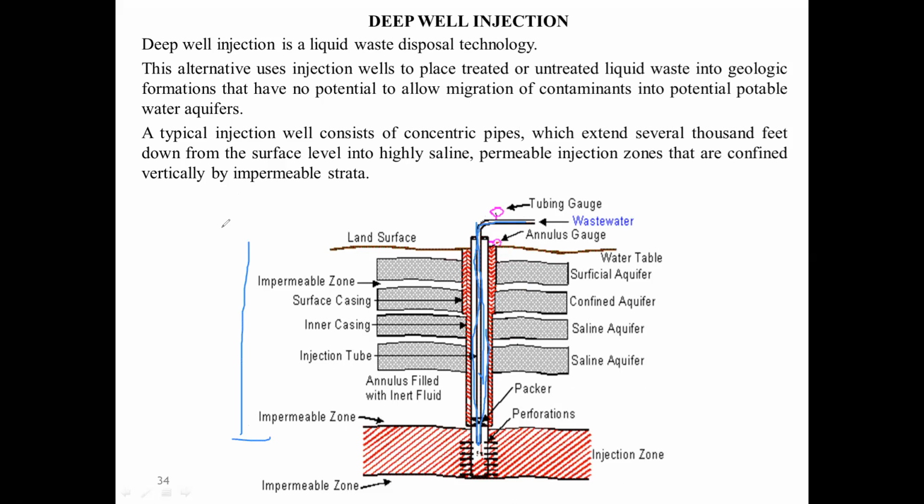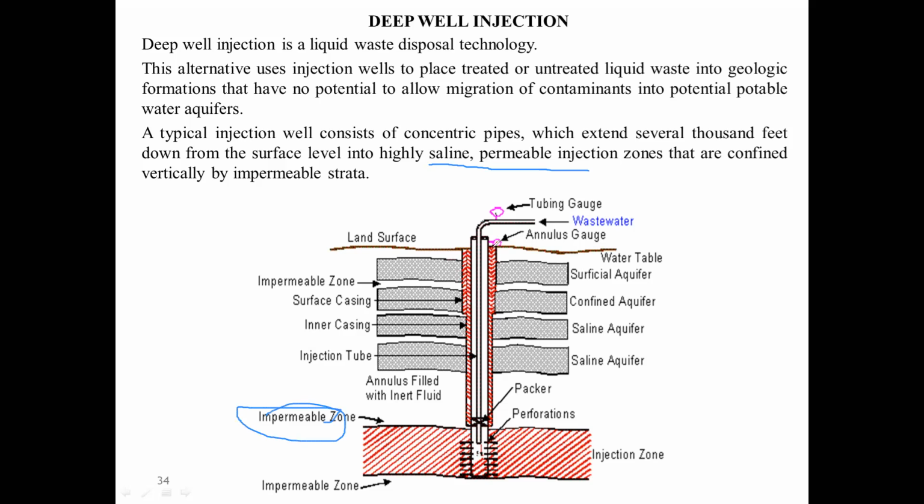When we are talking about the water level, it basically exists at some 100 feet. Let's say 400 feet, 500 feet, 600 feet, that is more than sufficient, or a maximum of 1,000 feet. But this is going to be drilled much deeper, to several thousand feet downward, where the surface level is highly saline. It has a permeable zone, or an injection zone, with impermeability entrapped within the impermeable zone. So it is going to be confined.